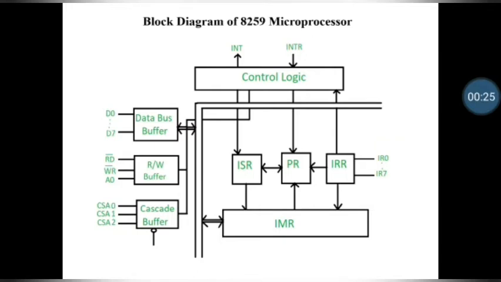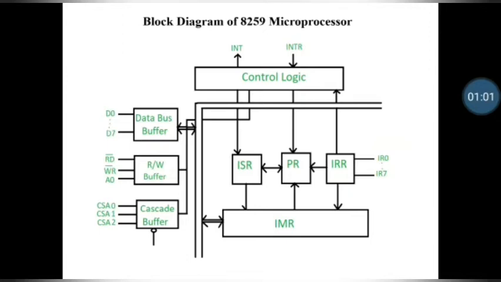So 8259 is a PIC, programmable interrupt controller, and this controller takes care of a number of simultaneously appearing interrupt requests along with their types and priority, and this will relieve the processor from all the tasks. And this chip, programmable interrupt controller 8259, is designed by Intel.